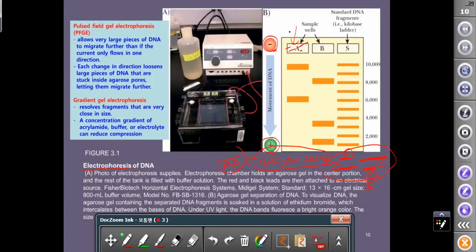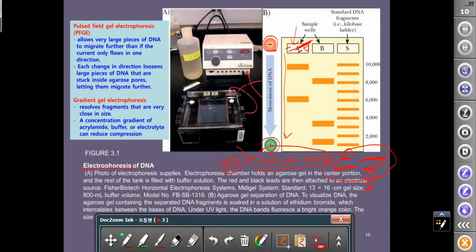Of course, they will, since they have a minus charge here, they will migrate from the minus electrode toward the plus. This is common sense, right? All right, so if the fragment is longer, would it move fast?